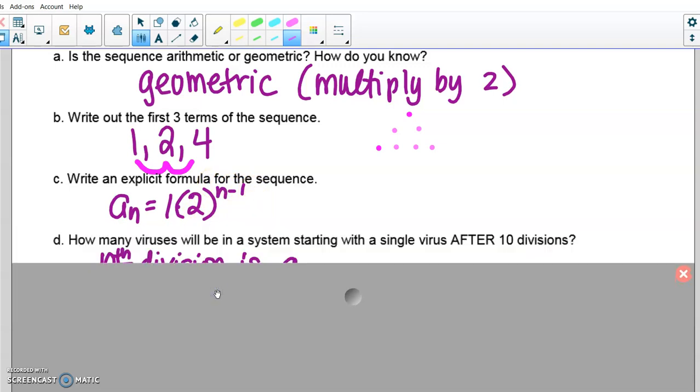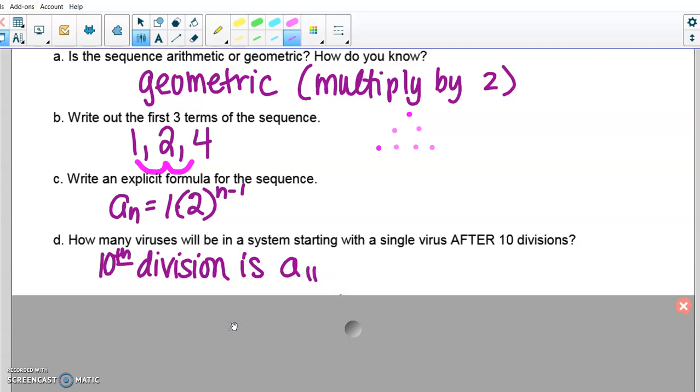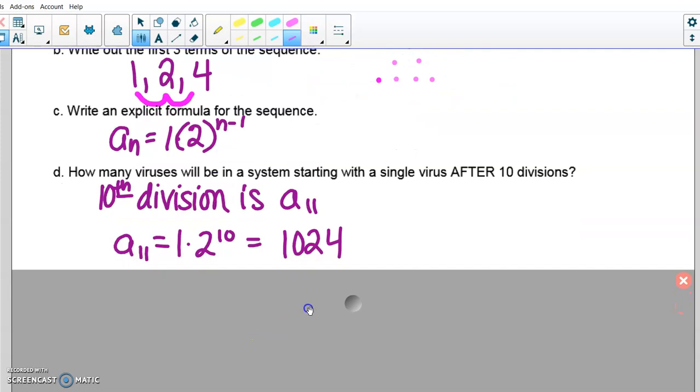It wants to know how many viruses will be in a system starting with a single virus after 10 divisions. After it's divided 10 times, it's technically the 11th term. So after 10 divisions means we're looking for a sub 11. When we plug that into our formula, our first term is 1, times our common ratio 2. And then our exponent is always 11 minus 1, which would be 10. So after 10 divisions, there would be 1,024 viruses.